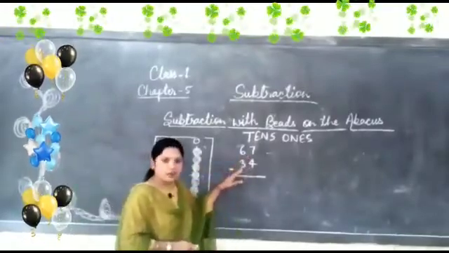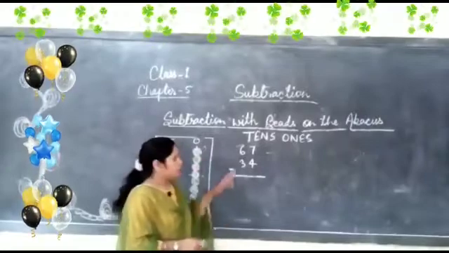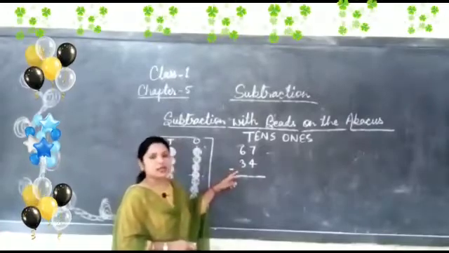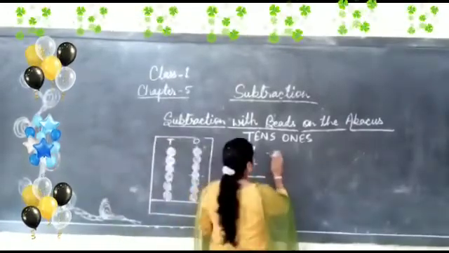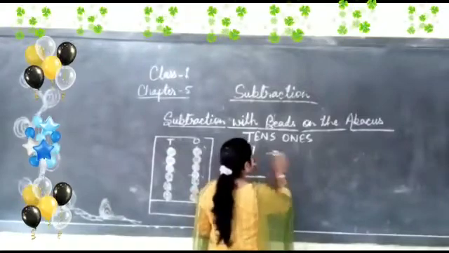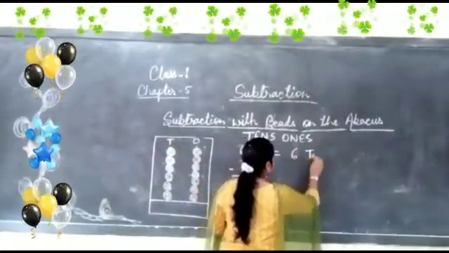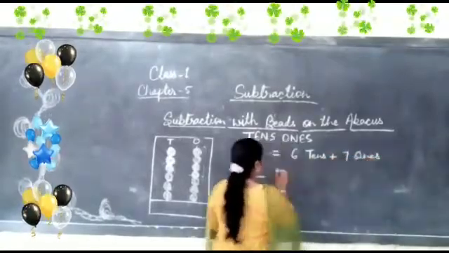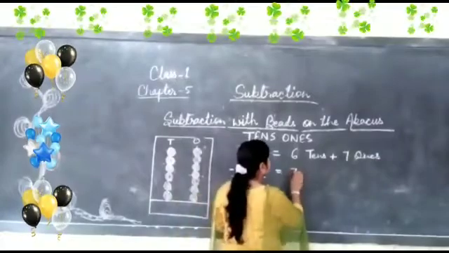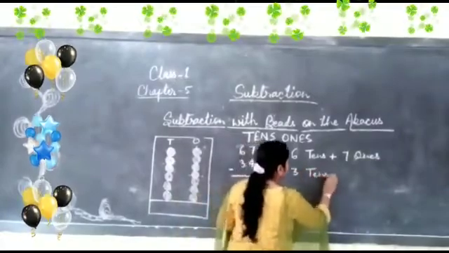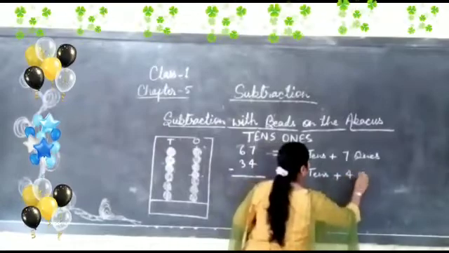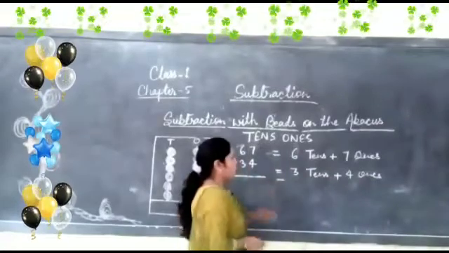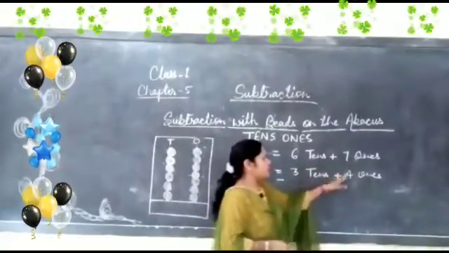Now we have to take away 34 from 67. So first of all we will write both the numbers in tens and ones form. So 67 can be written as 6 tens plus 7 ones. Again 34 can be written as 3 tens plus 4 ones. Now we have to subtract 7 minus 4.